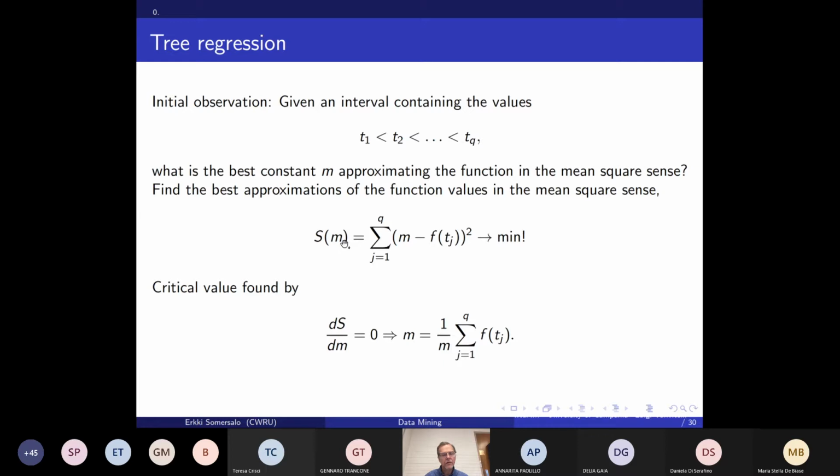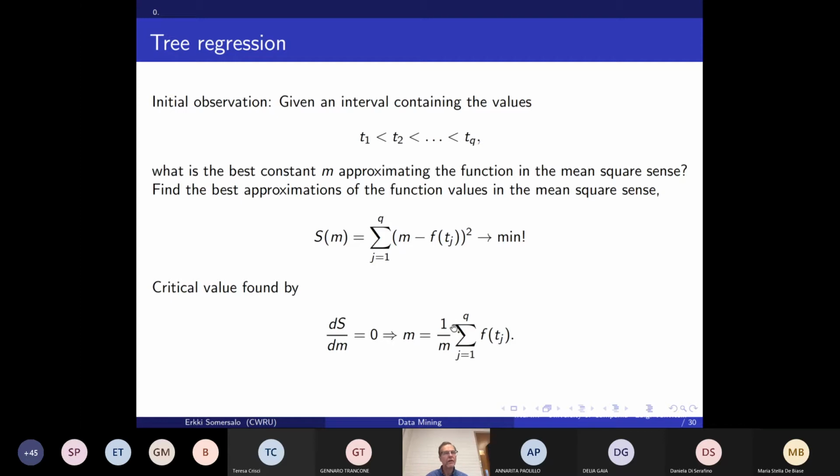So what is m that minimizes the mean square error? Well, this should be easy to do. You just take the derivative of S(m), and you write that this derivative is equal to 0. So that's the critical point, and it turns out that has to be the minimum. When you do this calculation, which I leave for you to do, you realize that the best possible m is 1 over q, not m, so there should be a q here, that's a typo, times the sum j running from 1 to q of f(tj). So that means that m is the mean value of the values that you have in that interval.